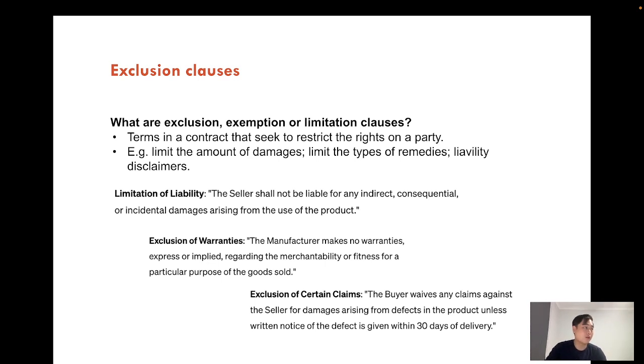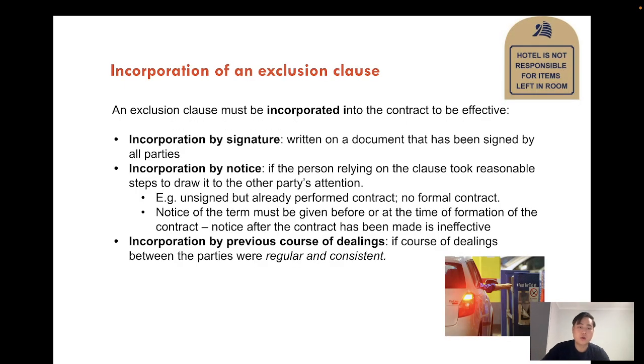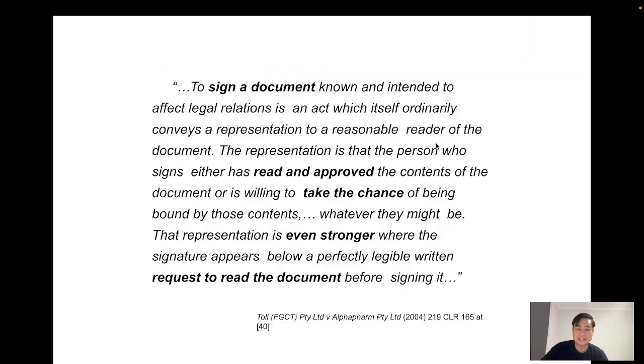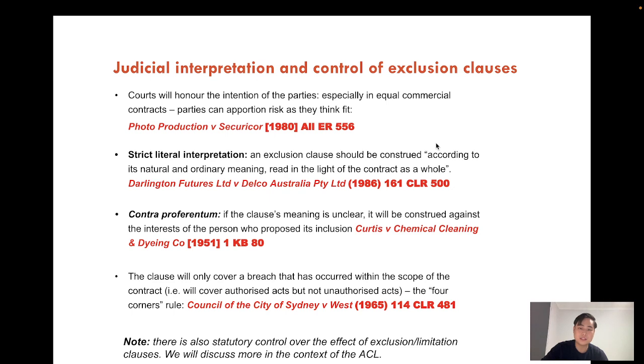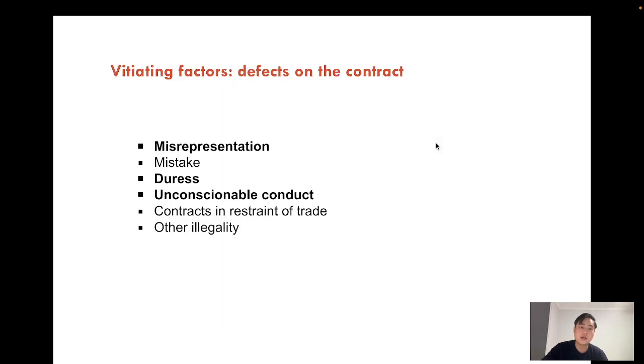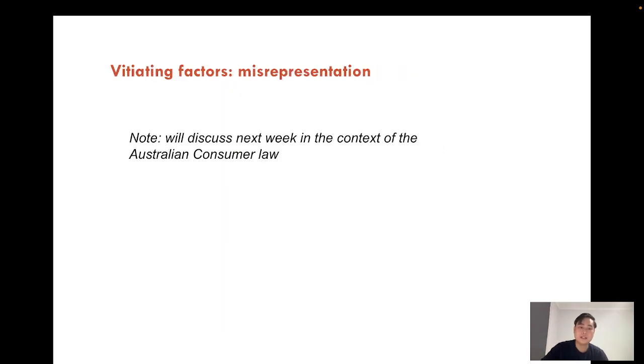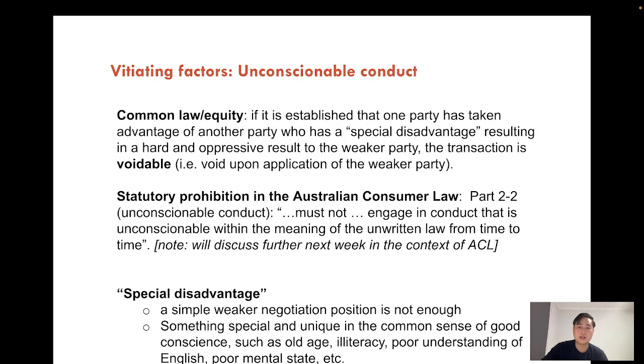There are also, for example, hush clauses or non-disclosure clauses, which would limit your ability to exercise certain rights. So incorporation or exclusion clauses. This is an example of that. Jurisdictional interpretation and exclusion clauses, limitations, defects, misrepresentation, duress, unconscionable harm.